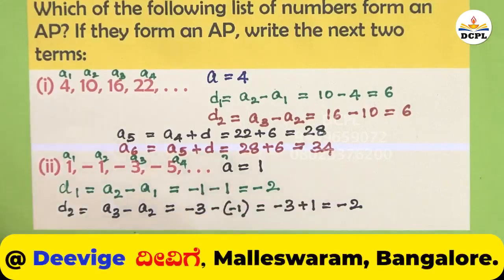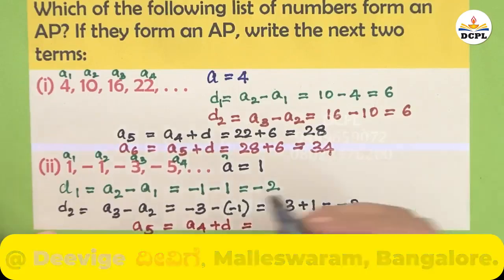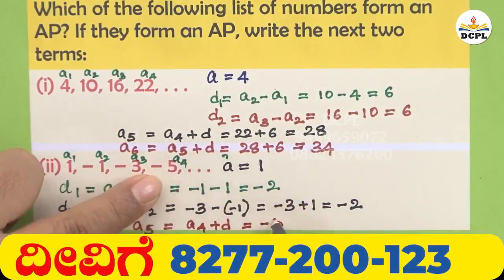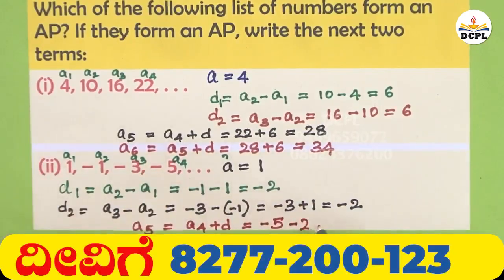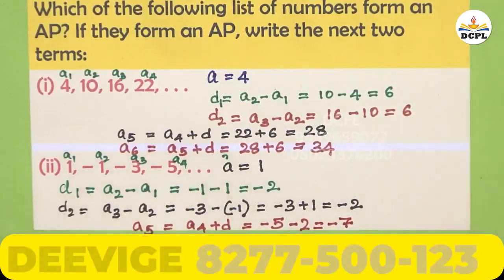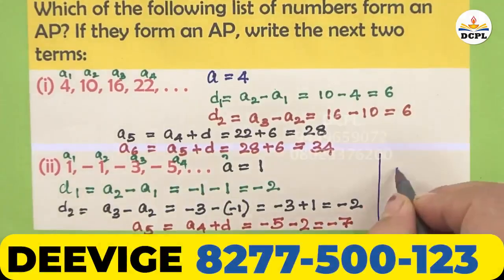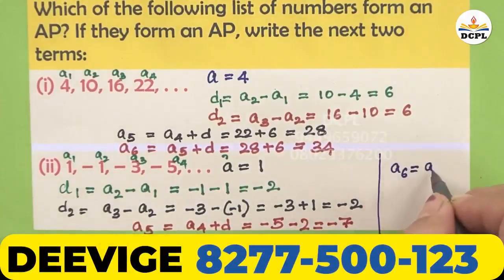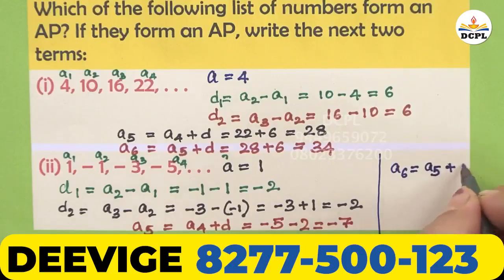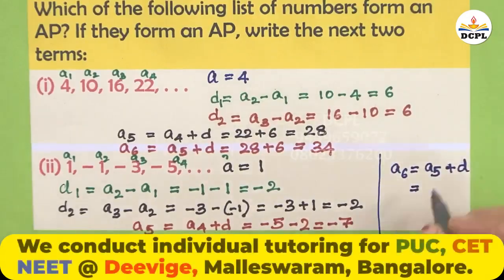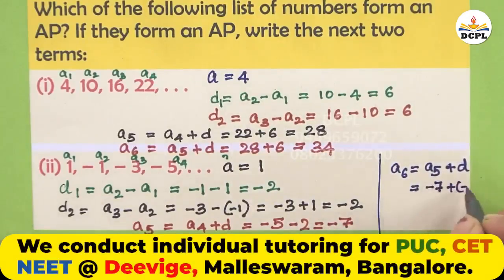The next term, A5, is A4 plus D. Now which is your A4? A4 is minus 5, the common difference is minus 2, so A5 is equal to minus 7. Likewise, the next term A6 is given by A5 plus D. Which is your A5? Minus 7 plus of minus 2. So it is minus 7 minus 2, which is equal to minus 9.